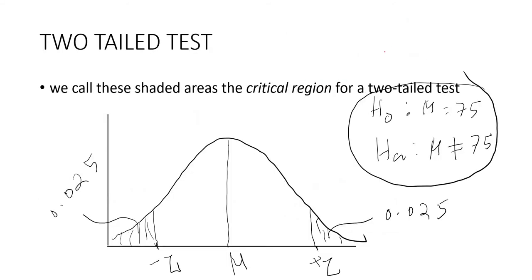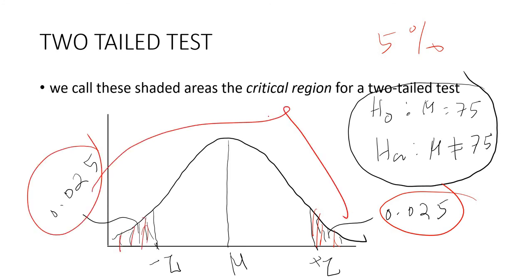For example, if we want to plot a 5% significance level, we will take this area as 0.025. This area is also 0.025. Then the total becomes 0.05. We call the shaded area the critical region of the two-tailed test. This shaded area, we call it the critical area.